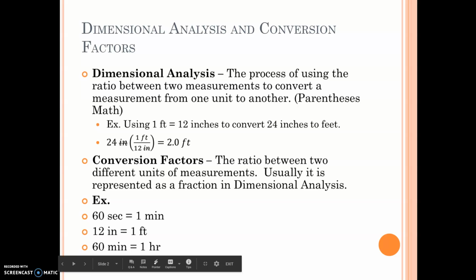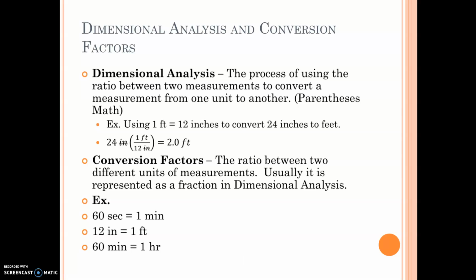The definition for dimensional analysis is the process of using the ratio between two measurements to convert a measurement from one unit to another. So, in other words, using math. For example, 1 foot is equal to 12 inches. To convert 24 inches into feet, we would first write down 24 inches and then place our equivalent, 1 foot is equal to 12 inches. We would cross-cancel the inches, and our answer would be 2 feet.